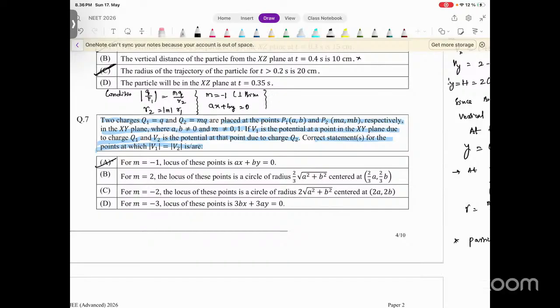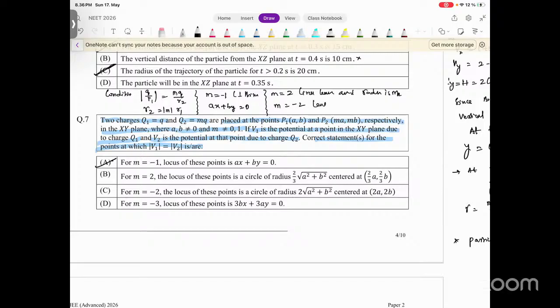In the same way, if I keep M equals 2, the circle's center and radius should match for this. So the radius will be equal to, and the radius is also matching. M equals 2, if I keep the relation, the locus of the points will be equal to this. You can just check with your options better. And even check with M equals -2 now.